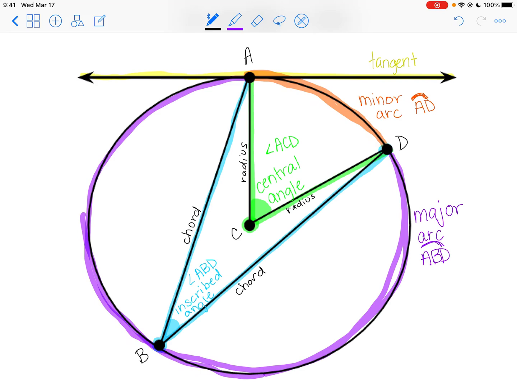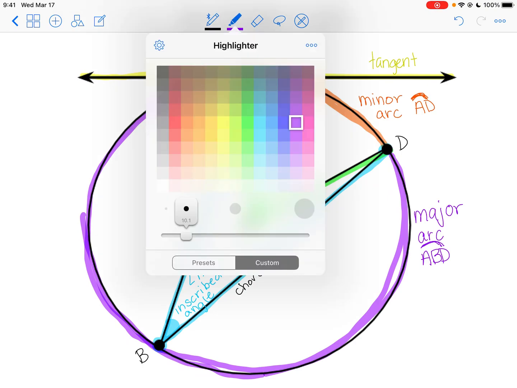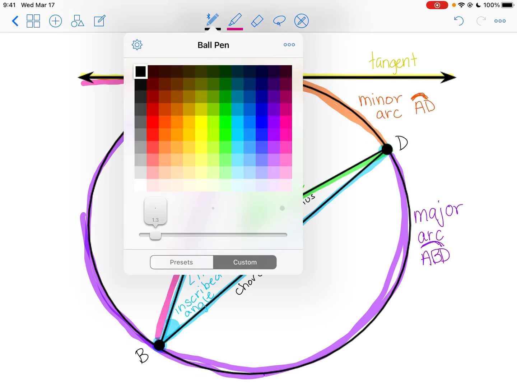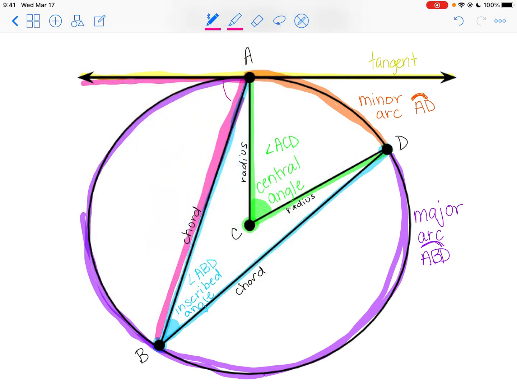So next what we're going to look at is how this tangent line plays in. So the tangent line is creating an angle with this chord AB that intersects the tangent line. And so the angle that's created there, the angle that's created by the tangent line and the chord and where they meet up, this is called an intercepted angle.